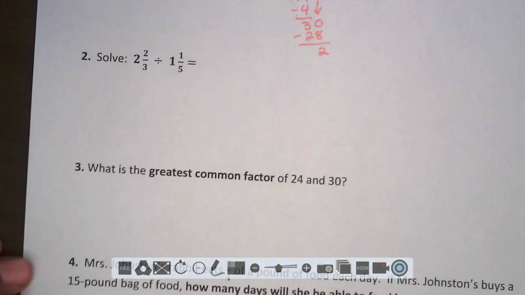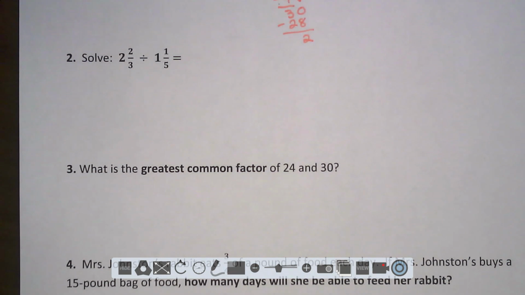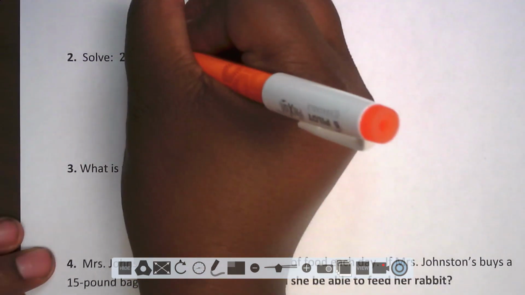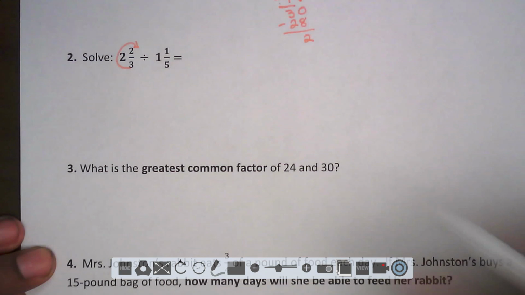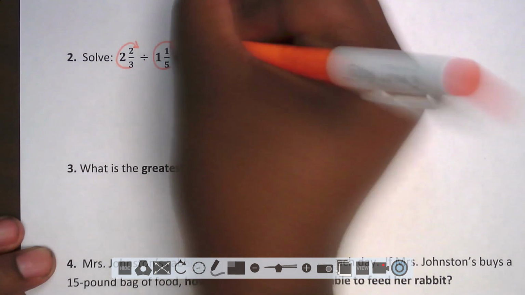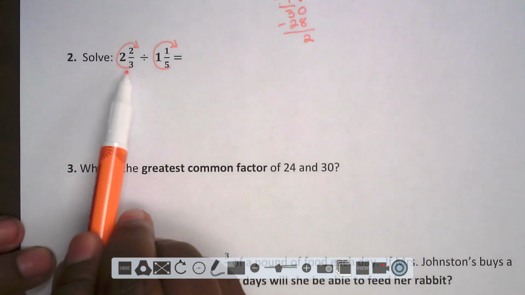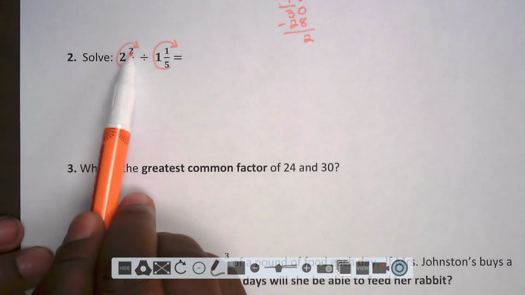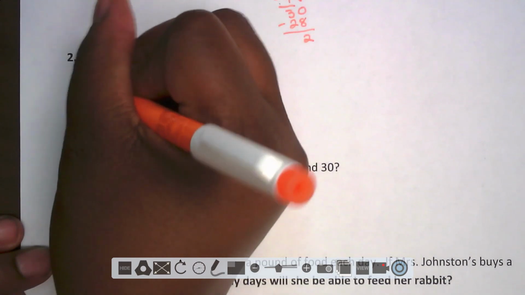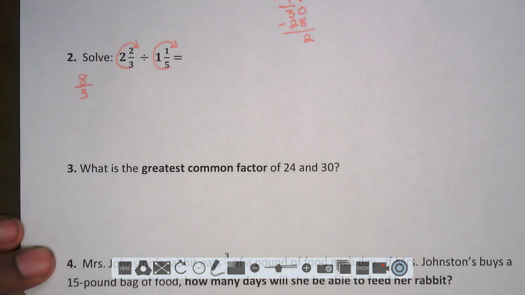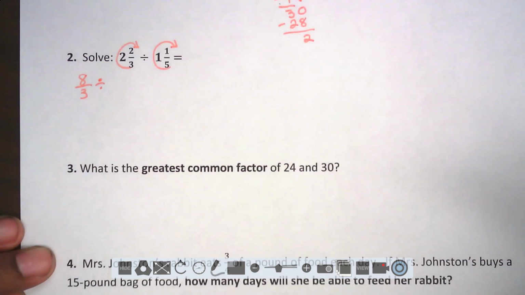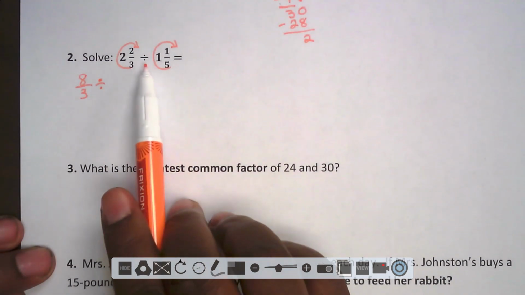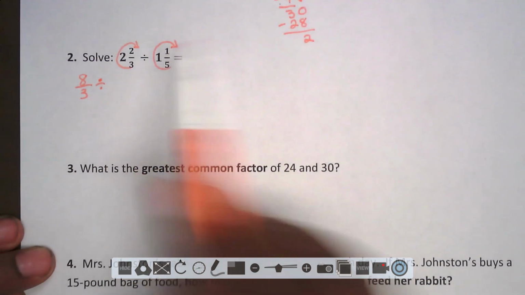All right, number 2. 2 2/3 divided by 1 1/5. So I see that these are both mixed numbers, so I'm going to change them into improper fractions. So I start at the bottom of my arrow and I say, looking at my denominator, 3 times 2 is 6, plus 2 is 8. So this becomes 8/3. And 5 times 1 is 5, plus 1 is 6, 6/5.